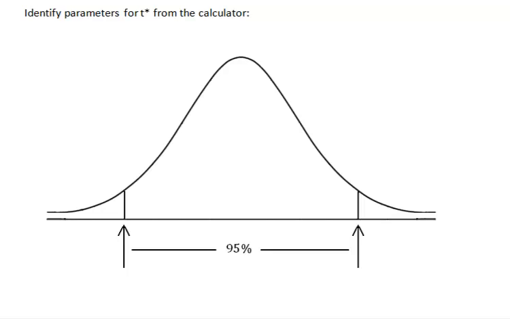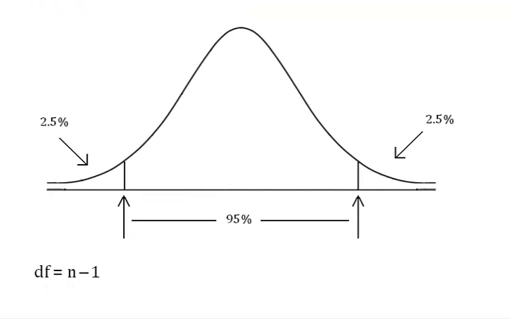So as this picture is showing, 95% of the data should fall between those two arrows that I've showed you here. That means that 2.5% of the data is on that little left tail, and another 2.5% is on the right tail. The degrees of freedom is a formula that's given by n minus 1. And in this case, since we're using 25 for n, then the degrees of freedom is going to be 24.